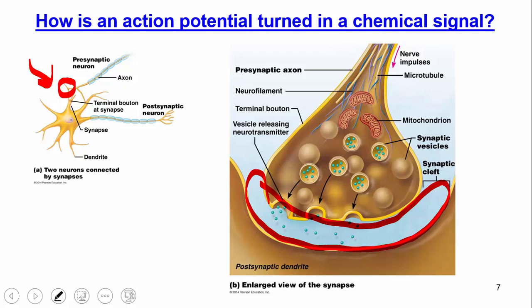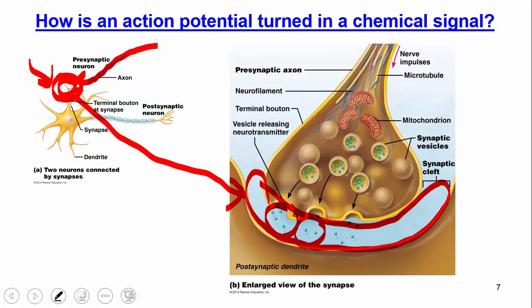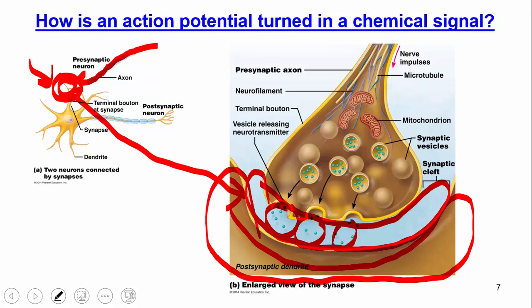So the electrical signal would be coming down this neuron here, released as a chemical signal in this circle right here. And then if we blow that circle up, we're sort of looking down here now. Here's the chemical signal being released, all these neurotransmitters, and they're being received by this dendrite here of this next neuron waiting to receive that signal. So that's how an action potential is turned into a chemical signal, transferred from one neuron to the next.